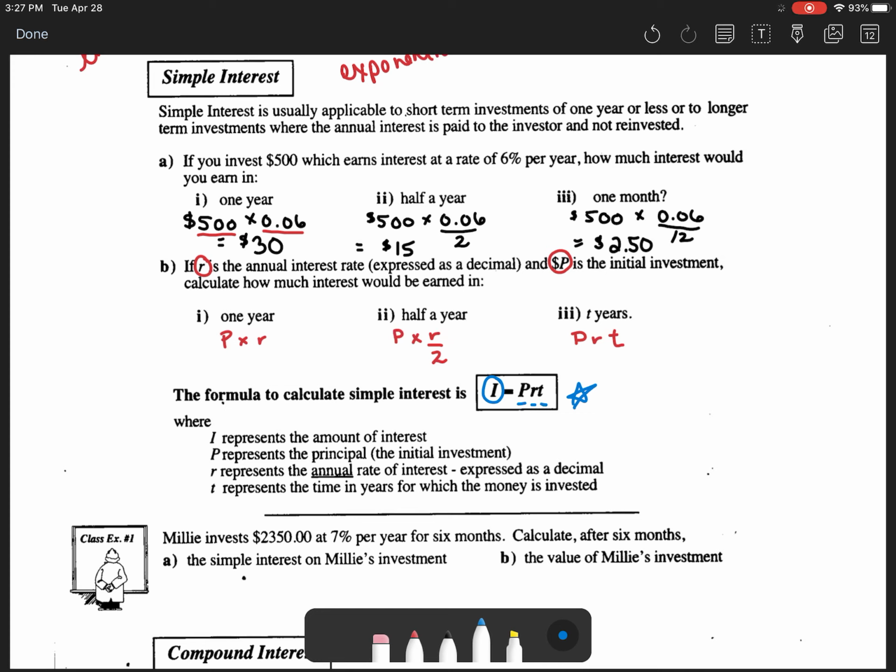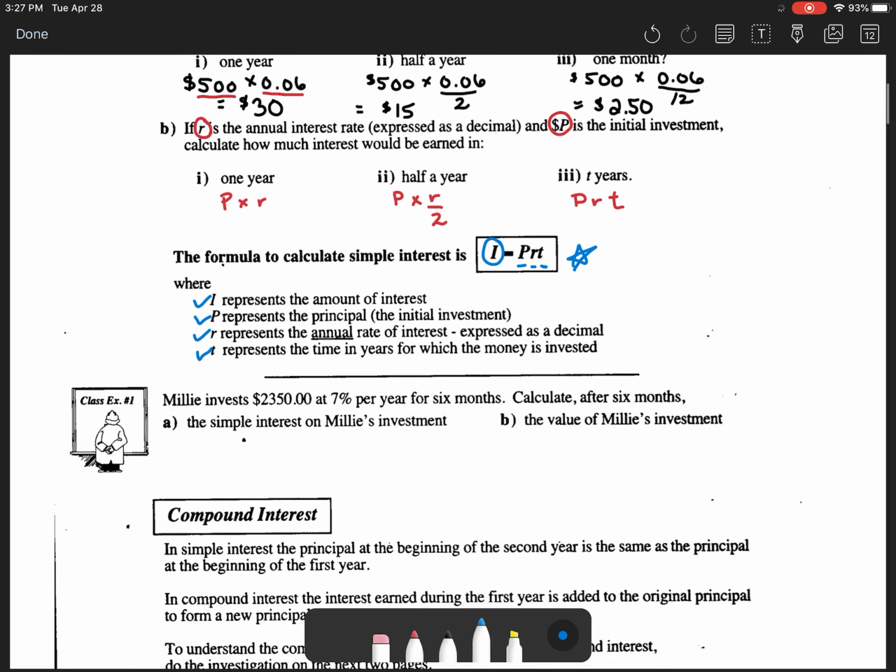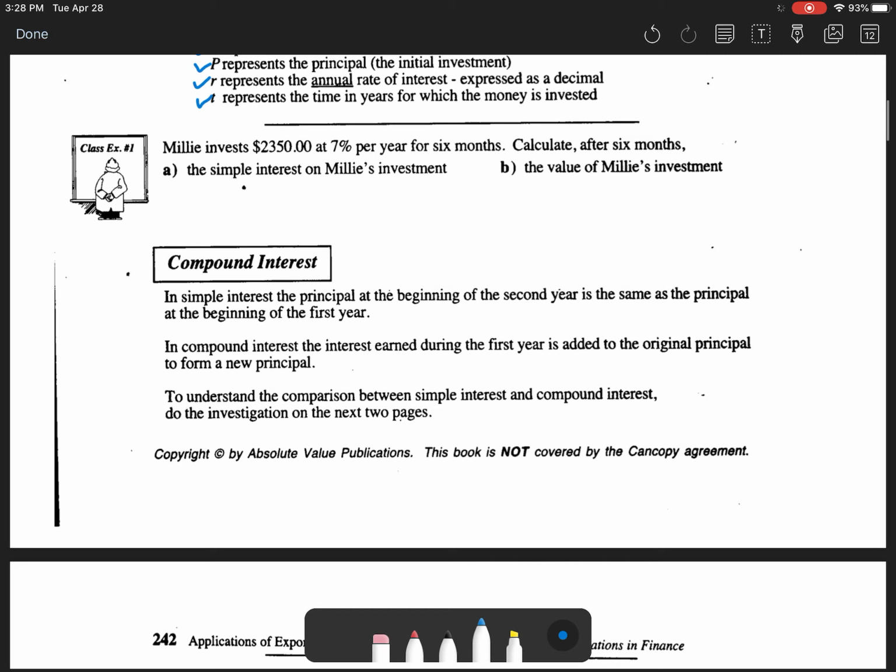It says the formula that we use to calculate simple interest is given as the following: I is equal to PRT. I stands for interest. P is the principal amount, or what you start with. R is your interest rate as a decimal, and T is your time in years for which the money is invested. And that's what all of the variables on the side here are also indicating to you. So as some warm-up questions that deal with simple interest, let's read class example 1, where it reads, Millie invests $2,350 at 7% per year for 6 months.